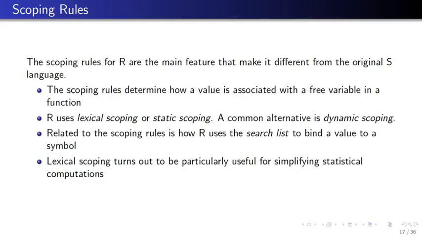The scoping rules determine how a value is bound to a free variable in a function. If you're in a function, there are two types of variables. There are the function arguments that are passed through the definition of the function, and then there may be other variables or symbols found in the function that are not function arguments. And the question is, how do you assign a value to those symbols? R uses what's called lexical scoping or static scoping, and this is a common alternative to something called dynamic scoping.